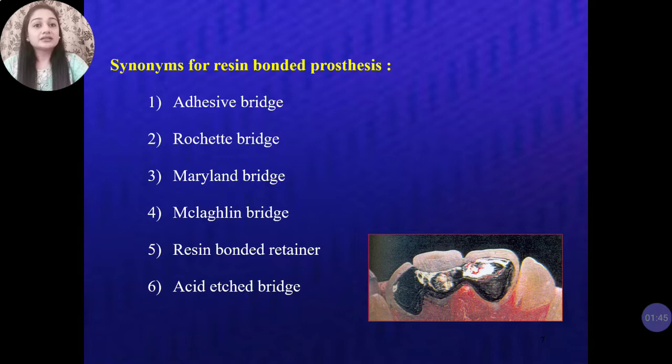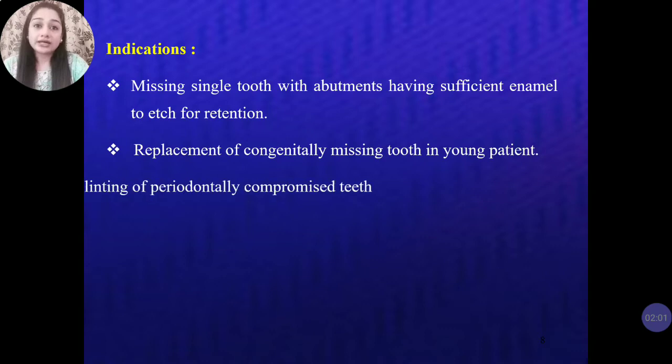So, what are the different names of resin bonded prostheses? Resin bonded prostheses are also called adhesive bridges, Rochette bridge, Maryland bridge, McLaughlin bridge, resin bonded retainers and acid etched bridge. So, what are the indications?